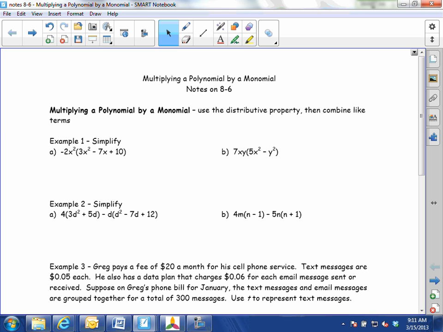Okay, so we're getting close to the end of this chapter. I think we have 2 more sections. Maybe 2 more sections.